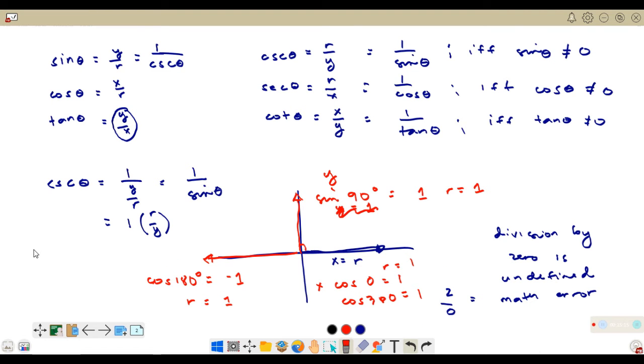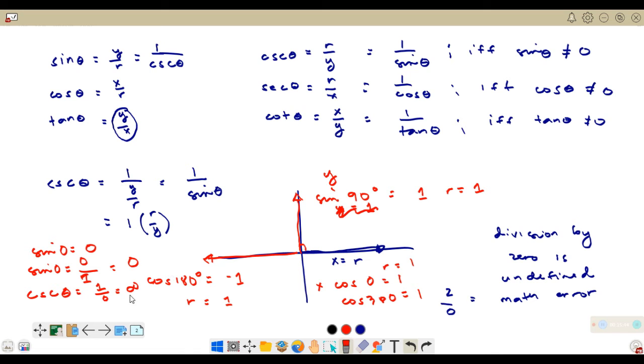Ito, sine 0 is equal to 0, right? Because sine 0 is equal to y, 0 si y, over the radius r, which is equal to 0. Pag kinuha mo yung cosecant niyan, cosecant theta, babaligtarin mo siya, this is 1 over 0 siya, so hindi siya defined.